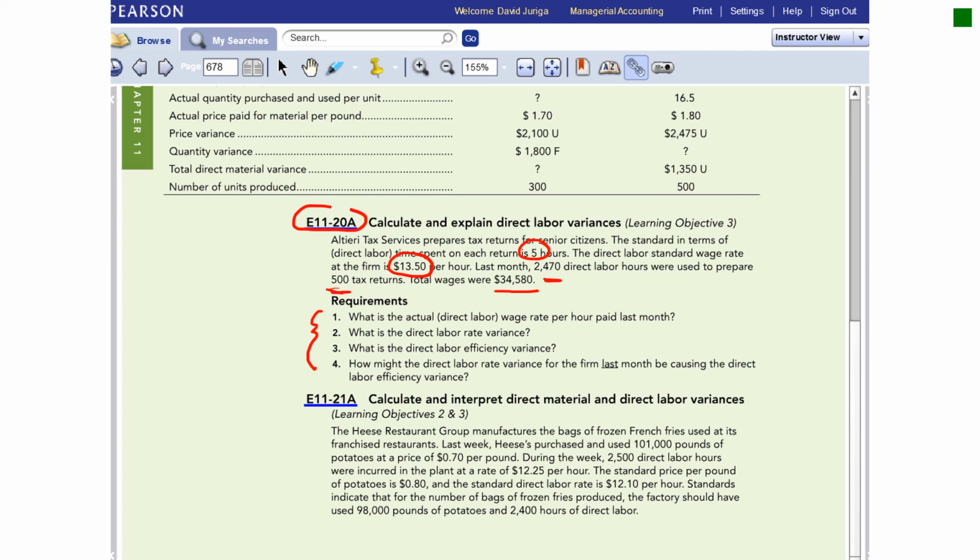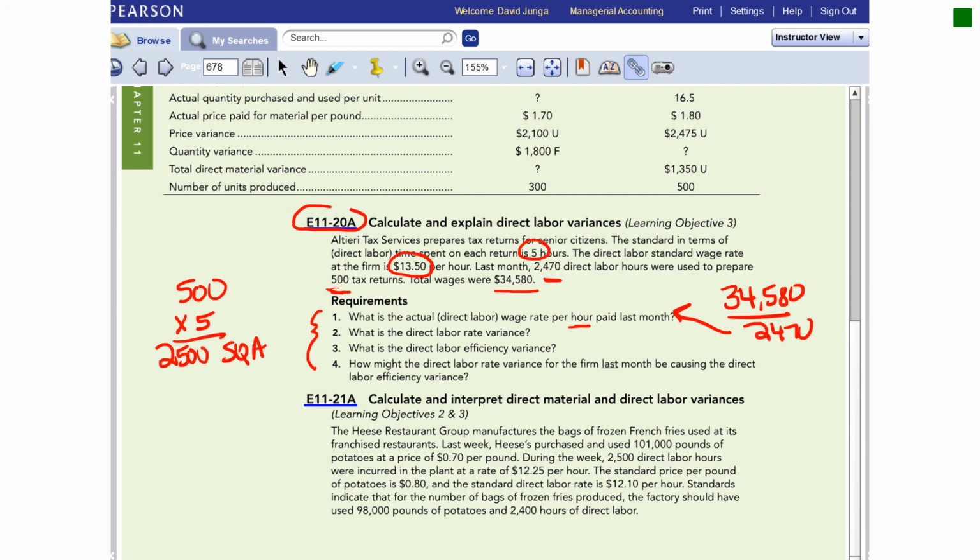Requirements are, part 1, what's the actual labor rate per hour paid? So in that case, you'll have to take the $34,580 and divide that by the actual hours of 2,470. That's going to give you what you actually paid. You'll then compare that to the $13.50 just to see how well you spent your money. That'll give you the rate variance. On the efficiency variance, again, what you'll need is for the 500 tax returns, you're going to multiply that by 5. Guys, that's going to be your standard quantity allowed input, which in this case is going to give you right at 2,500 hours.